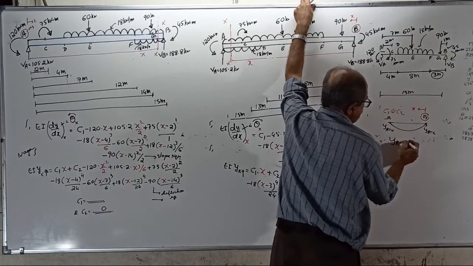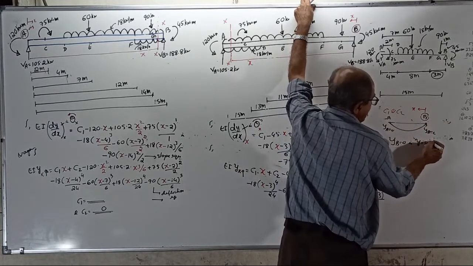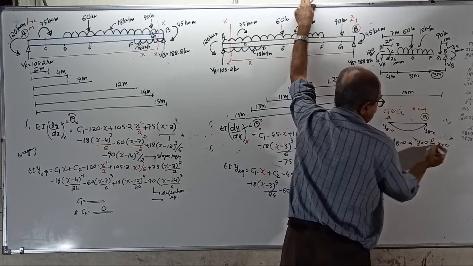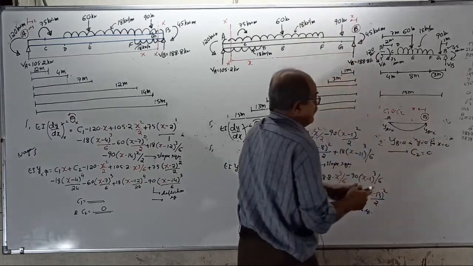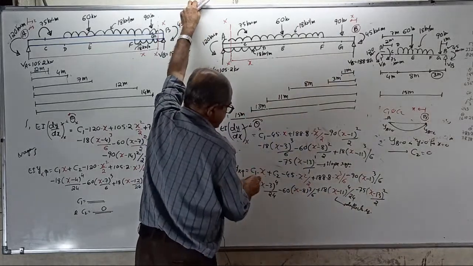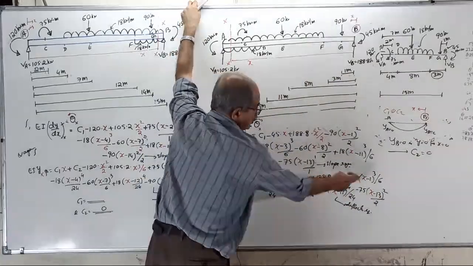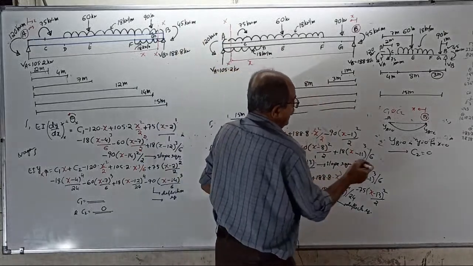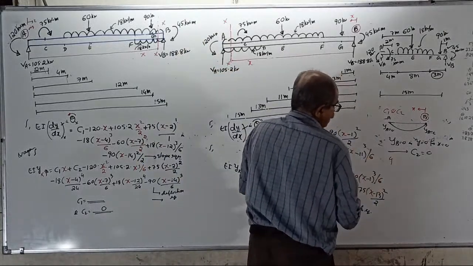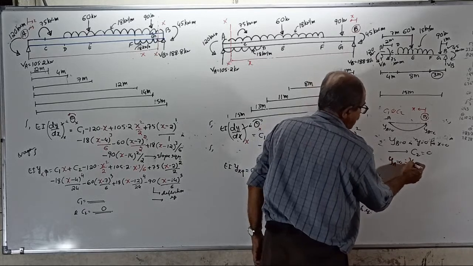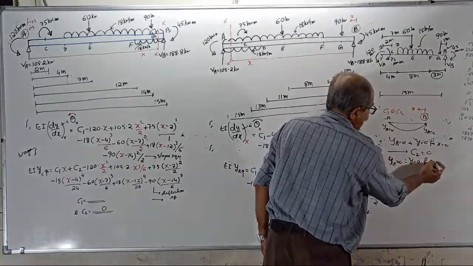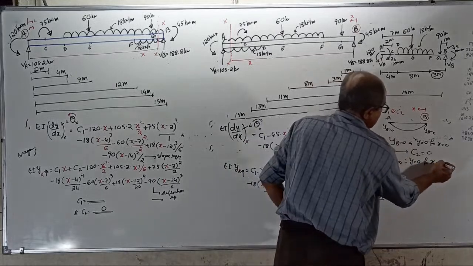Deflection at B equals 0. That is, y becomes 0 for x equals 0. Substitute in the deflection equation. C2 will come 0. Then, y at A equal to 0. Therefore, y becomes 0 for x equal to 15 meter.